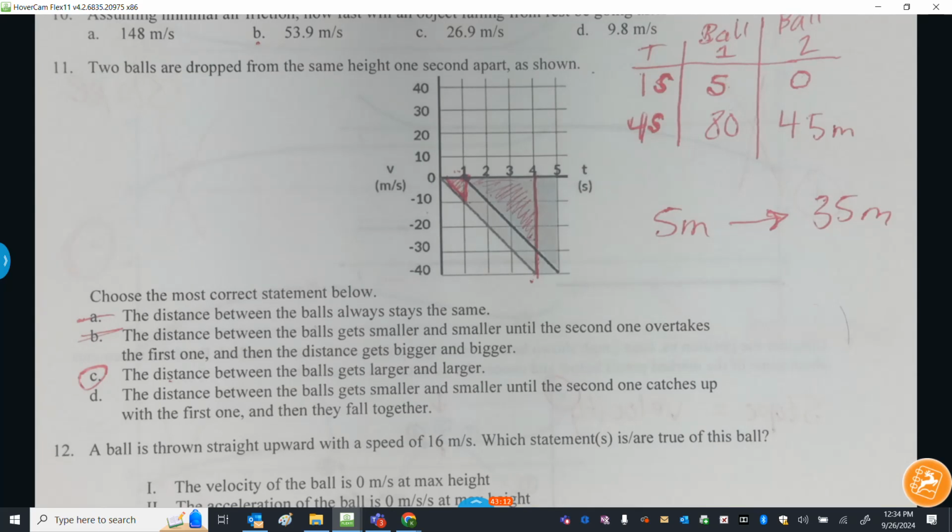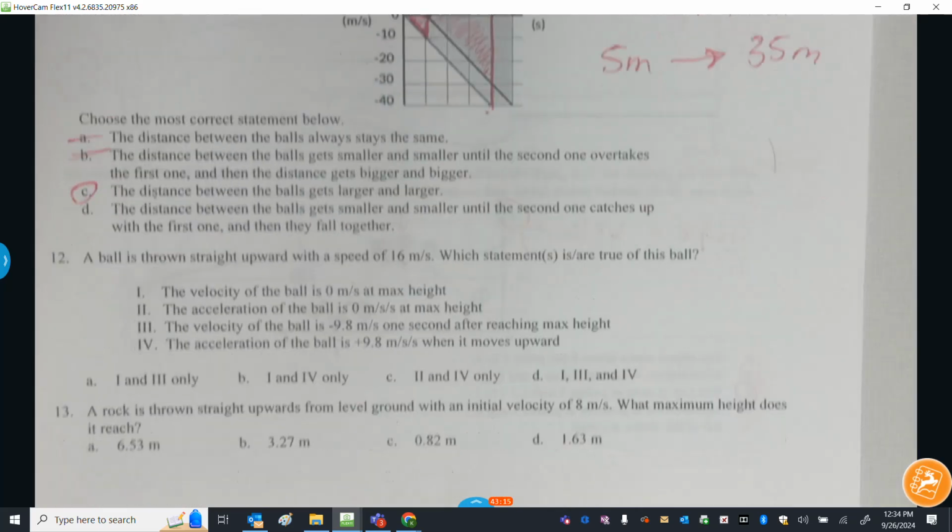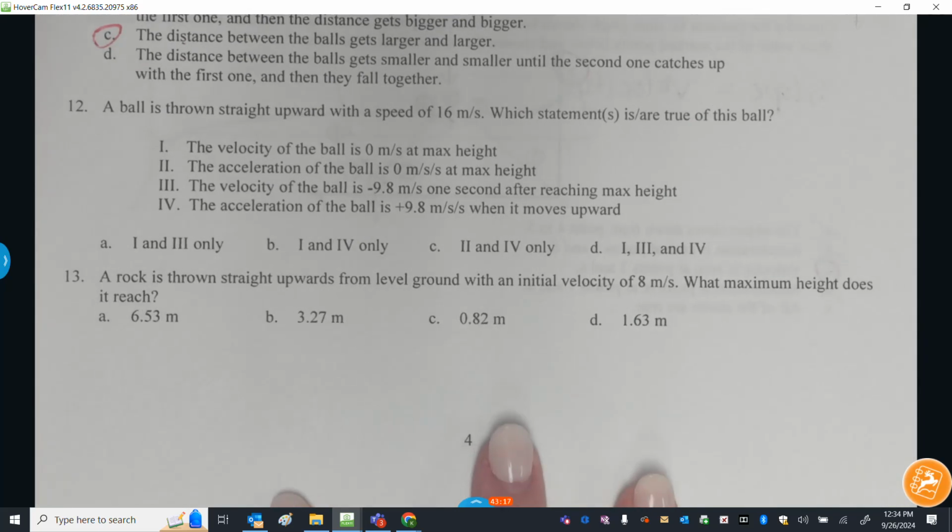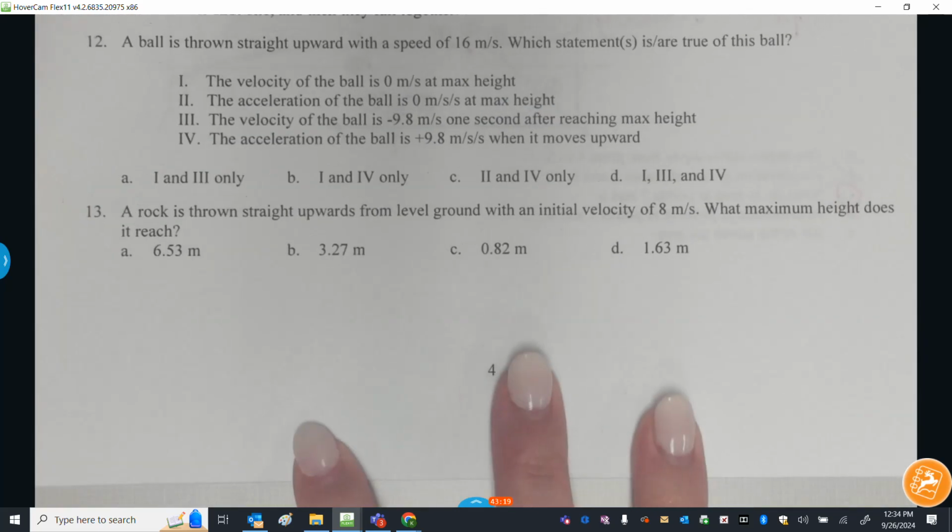But yeah, if you have a VT graph, guys, and you're asked about how far things are, find the area. Don't forget about that.